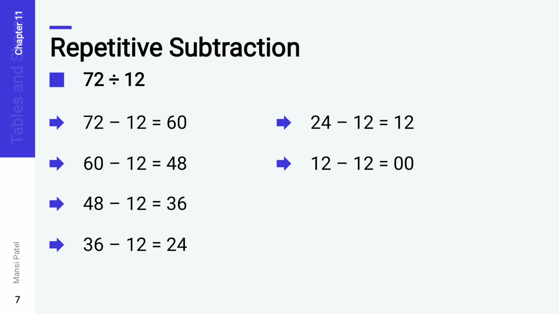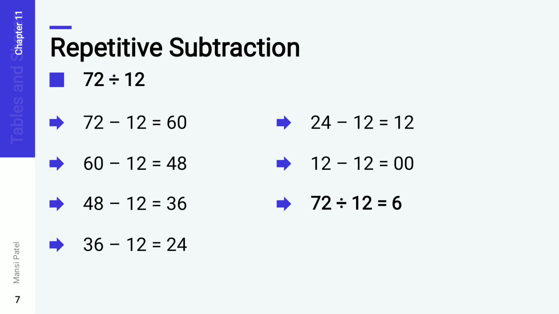How many times did we subtract 12 from the question, meaning from the 72? First 1, 2, 3, 4, 5 and 6. 6 times we subtracted 12 from 72. So we can say that 72 divided by 12 is equal to 6.